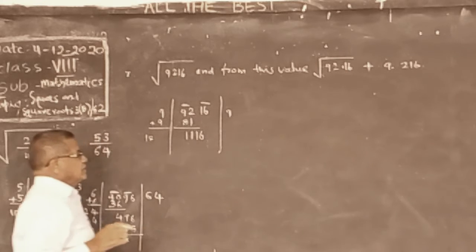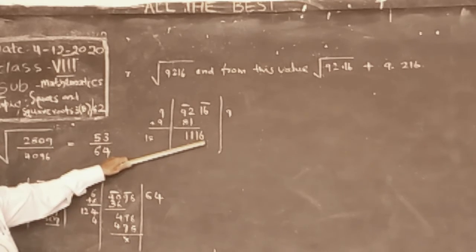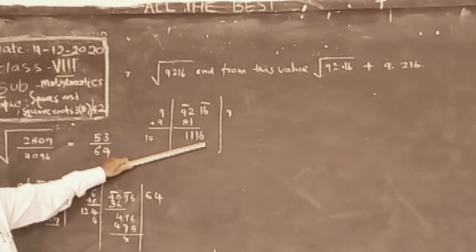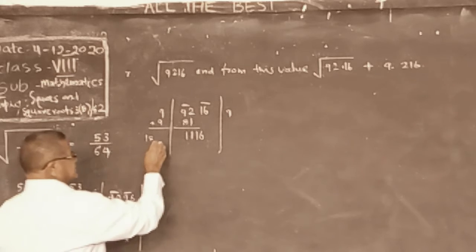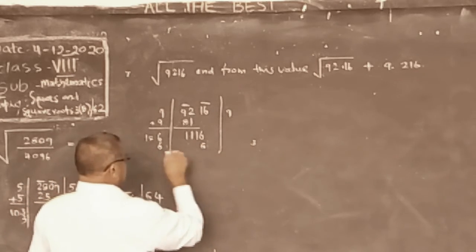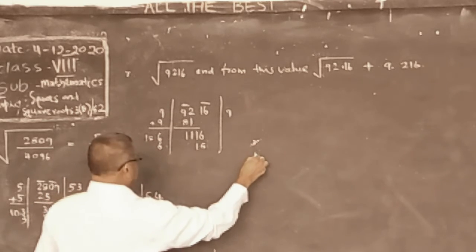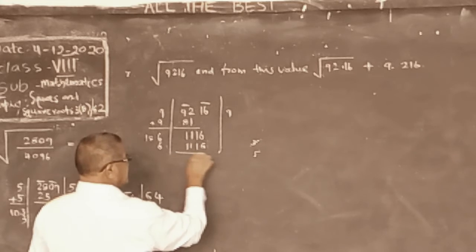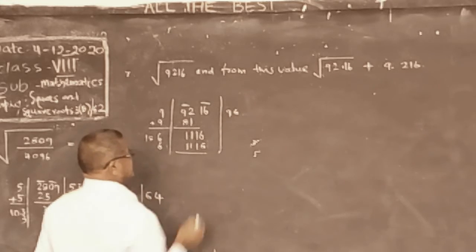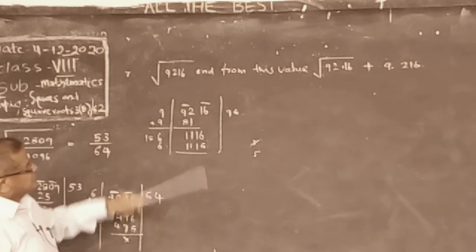60. The last digit is 6. It is possible with 4 or 5, 4 or 6. So the possible number is here 6. 6 6s are 36, 6 8s are 48, 3 51, 6 5s 11. So 96. The square root of this is 96.